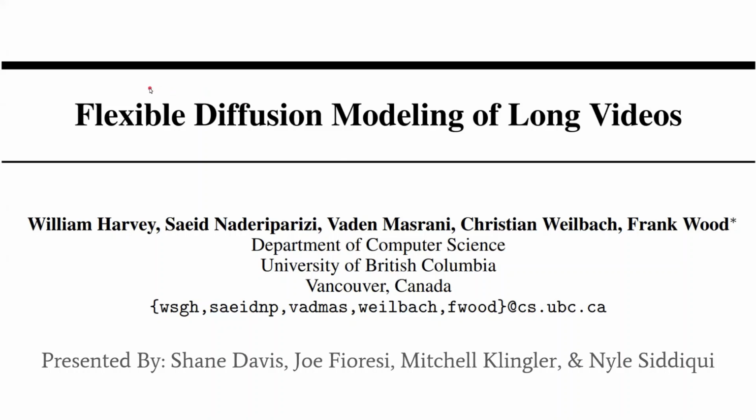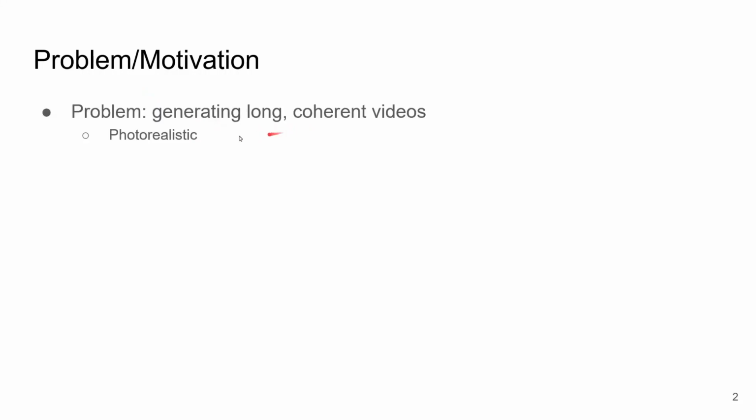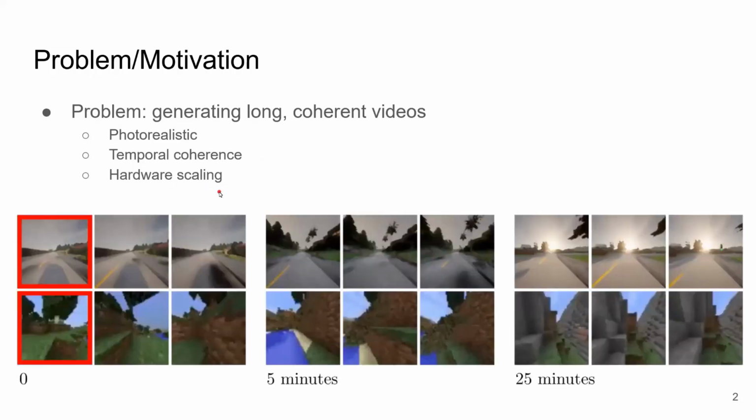Okay, this is our presentation on flexible diffusion models of long videos. To get started, the problem and motivation for this paper is generating long, coherent videos that are still photorealistic, have temporal coherence, and are still able to be run on hardware today. And this is just a result of what this paper was able to make.